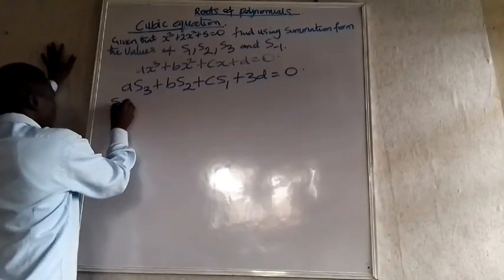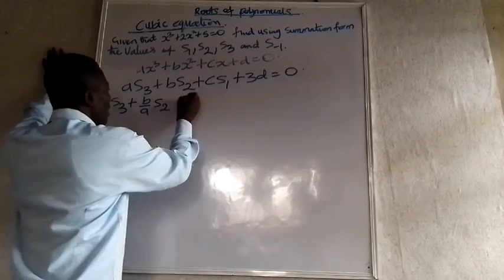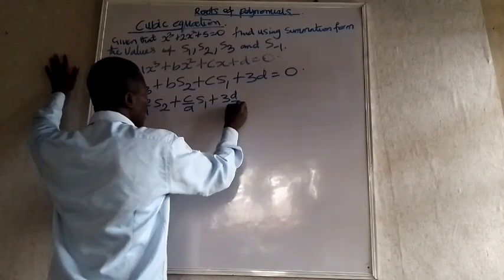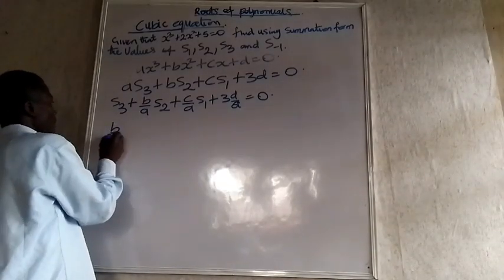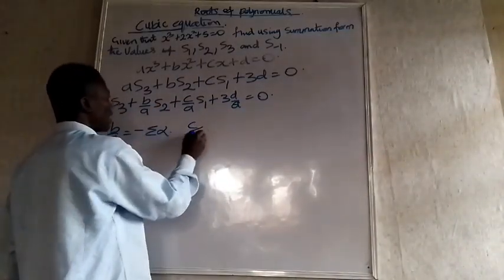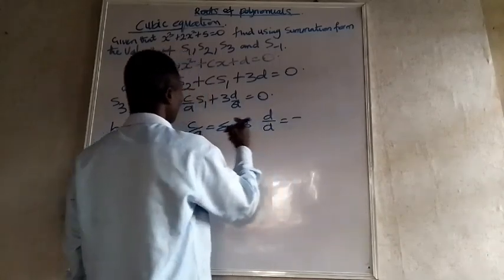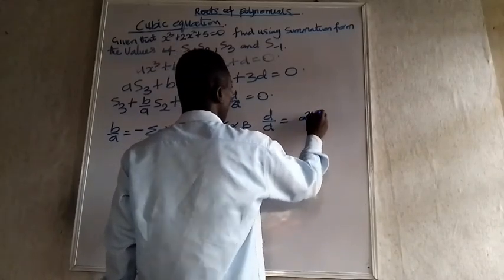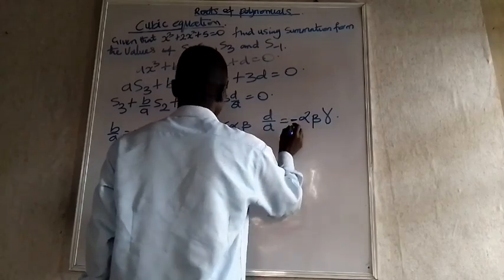So I can now say S3 plus B over A S2 plus C over A S1 plus 3D over A equals 0. Now, we know that B over A is equal to minus summation alpha. Remember, C over A is equal to summation alpha beta. And D over A is equal to minus alpha beta gamma. I think that there should be minus here. Yeah, there is minus here.